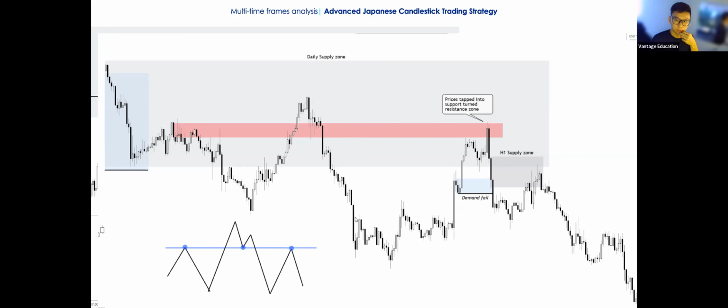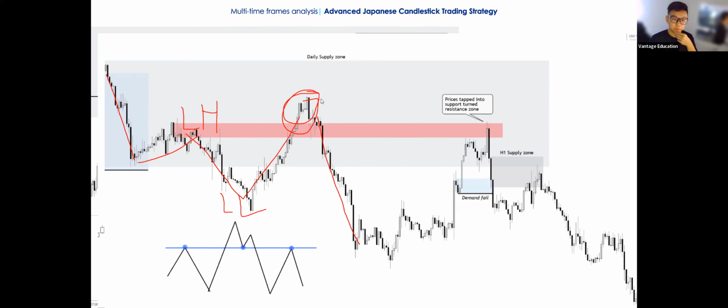Okay, so again, the formation of this basically, this was a fake out, a breakdown lower. So you have a lower high, lower low. This was a fake breakout.